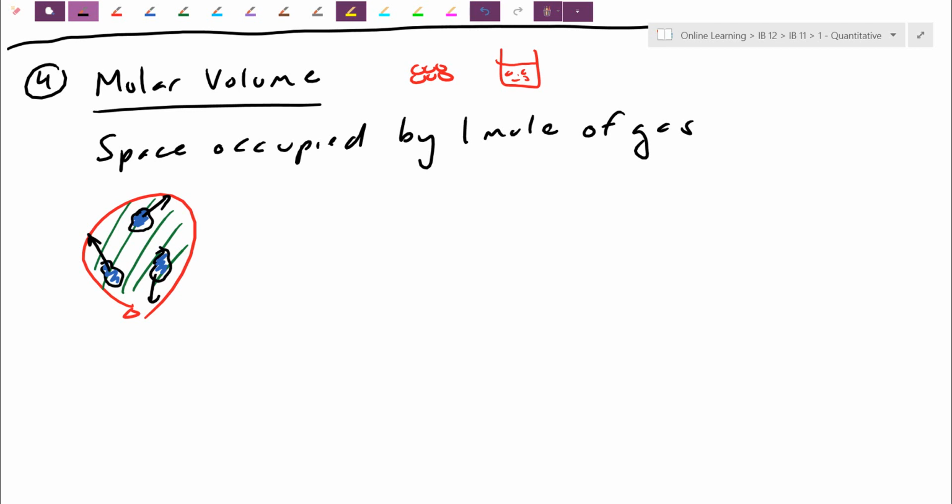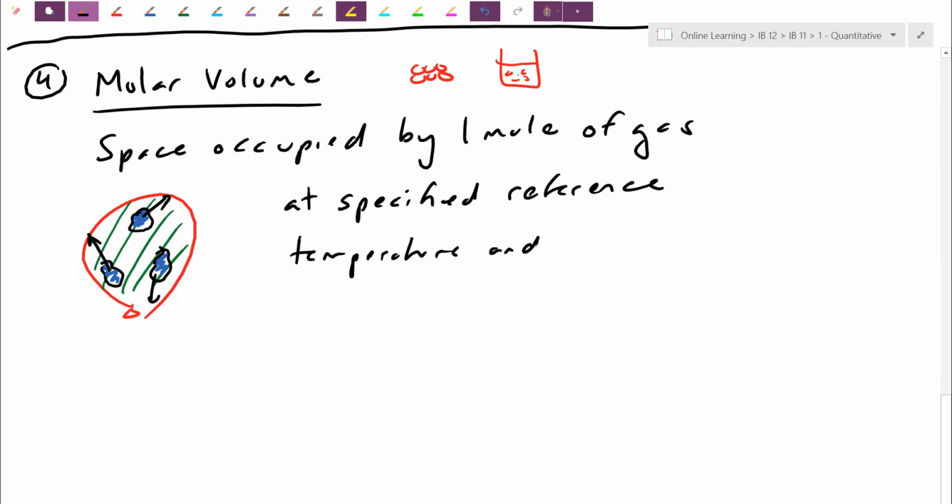What we're going to do is specify a specific temperature. So the space occupied by 1 mole of gas at a specified, I'm going to call this a reference, temperature and pressure. Because I'm going to want to make comparisons between different elements, if I put this on a data table, I want to make sure it's fair. Not one number was taken at a really hot temperature or one at a really cold temperature. That would be unfair of me.